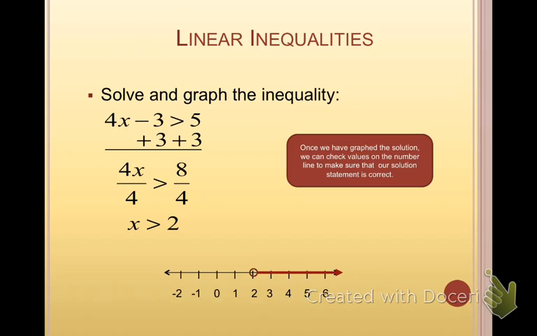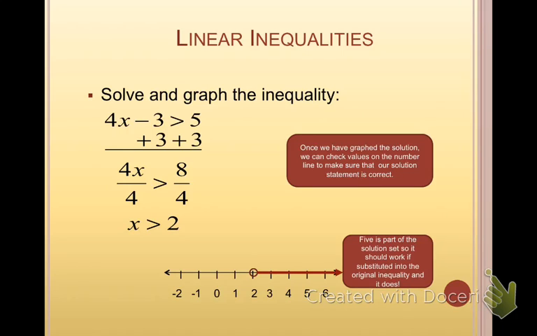Now, it can be handy at this point to check values on the number line to make sure that you've got the correct shading and to make sure that you have the correct solution statement, okay? So, for example, you could check 4, okay? 4 is greater than 2, okay? You could also check 5, okay? 5 is greater than 2. And if you were to plug 5 back into the original equation, it would work.